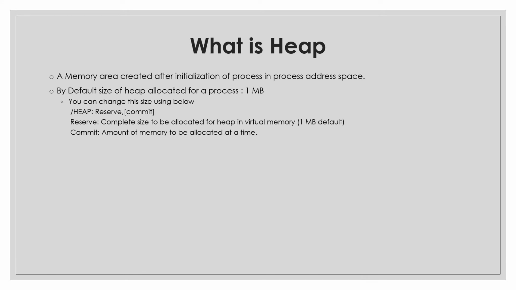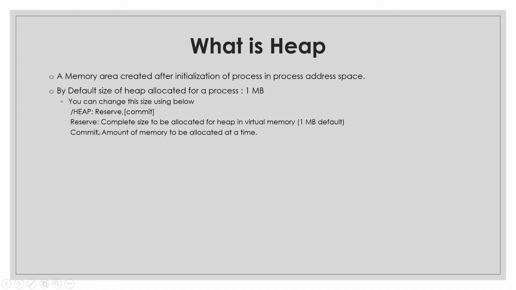Now let's see some more information regarding the heap which is allocated for your process. By default, your process gets a 1 MB heap. If you don't update the settings of your project, then this will be the default size of the heap that your process will get in the process address space. If you want to change the size, then you can use the below switch. The switch is /heap and then the reserve and commit values.